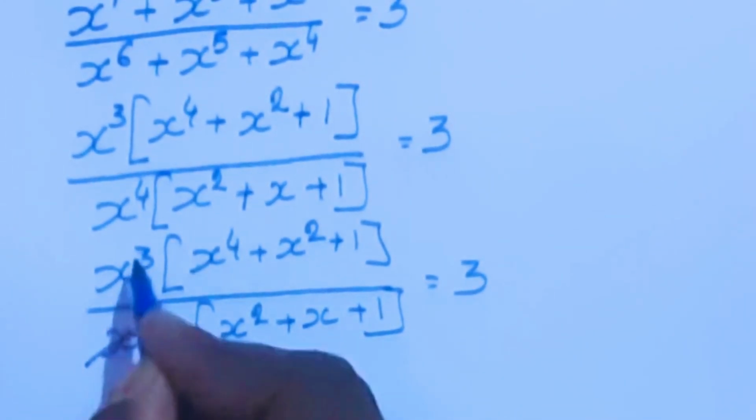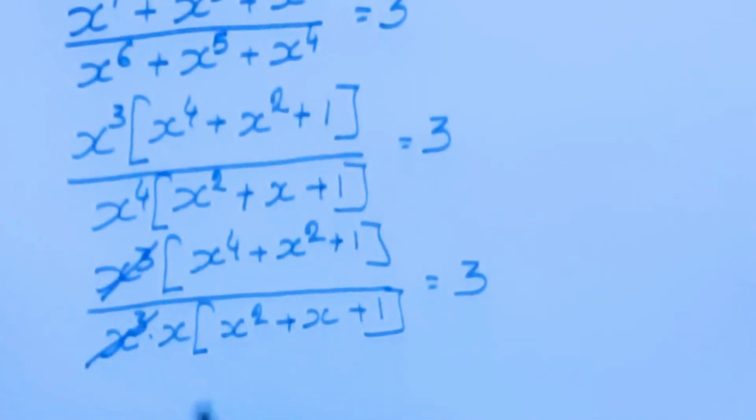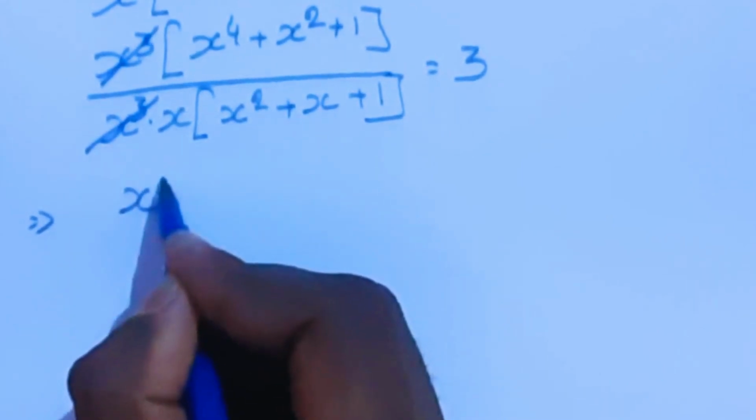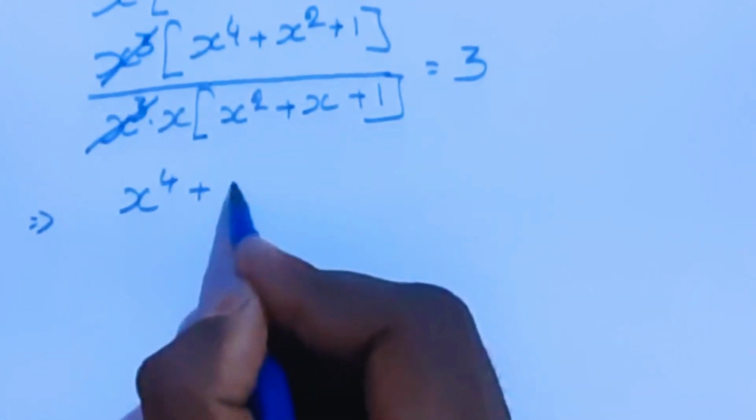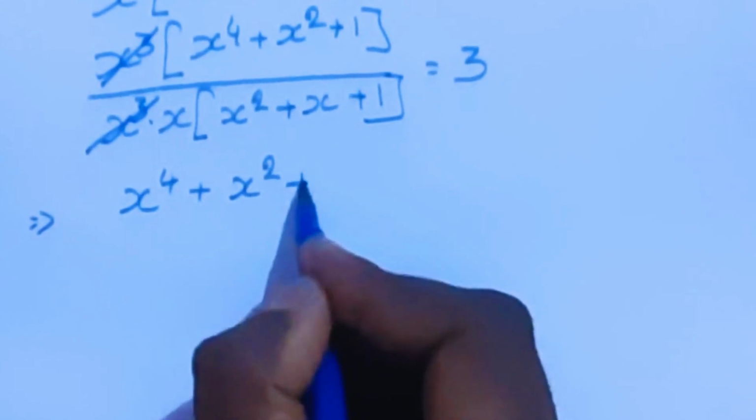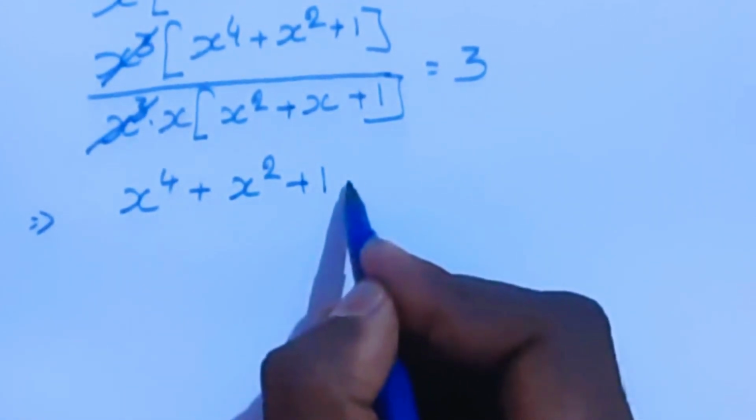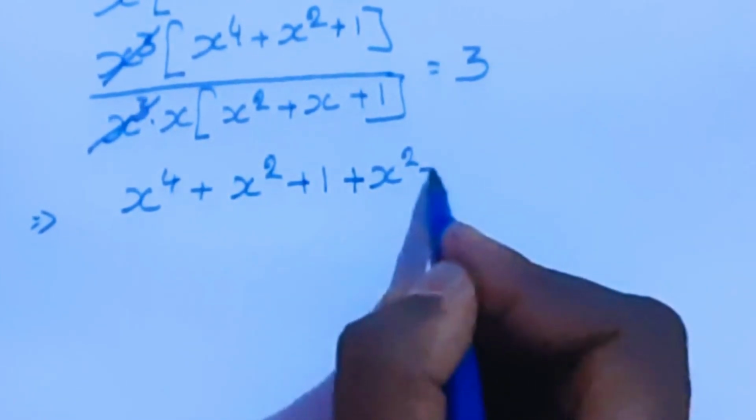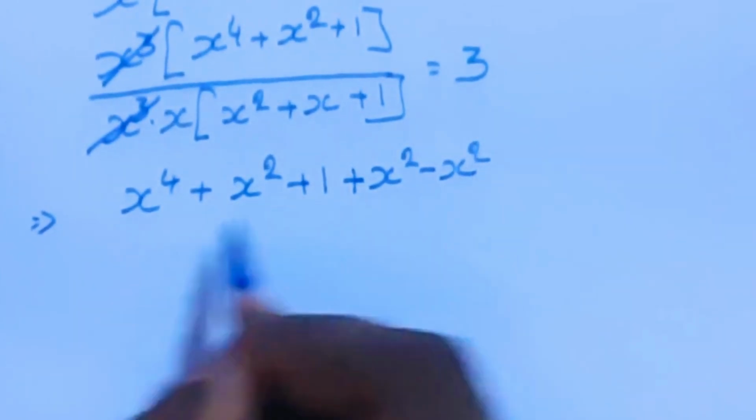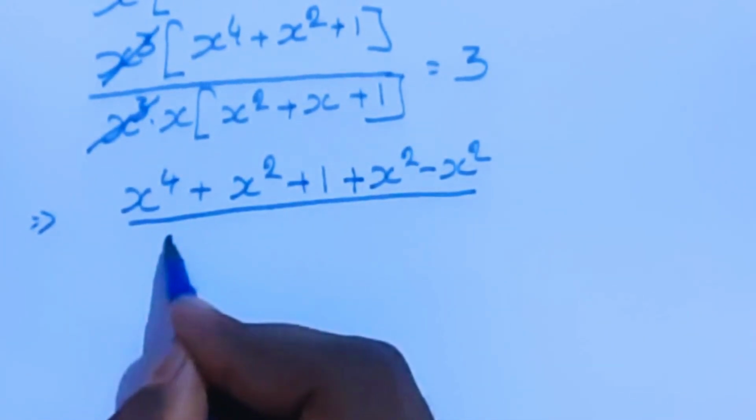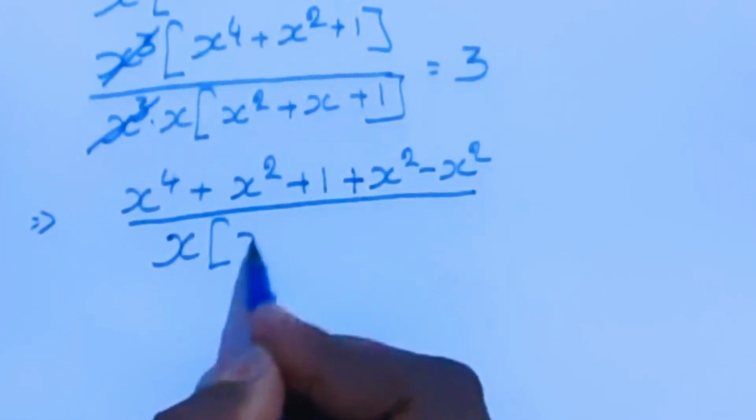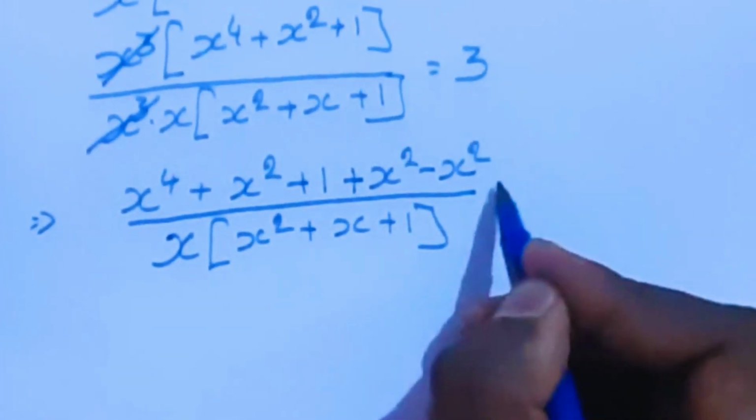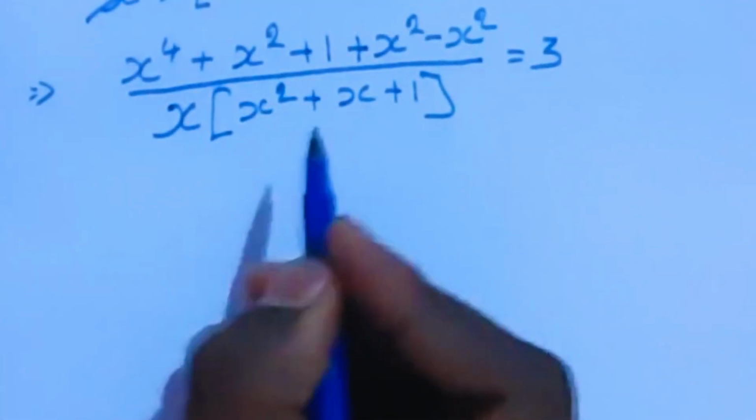Now this x^3 and the x^3 cancel each other. Now we have (x^4 + x^2 + 1). Now we are going to add x^2 and minus x^2, and the denominator is x (x^2 + x + 1) = 3.